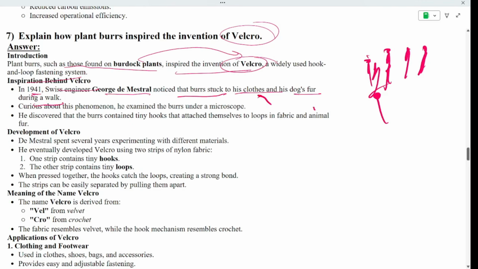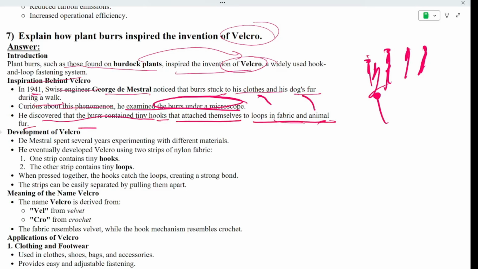It has stuck to his clothes and the dog's fur. Curious about this phenomenon, he examined the burrs under that plant under a microscope. When he took that dog for a walk, he discovered that they contain tiny hooks that attach themselves to loops in fabric and animal fur.